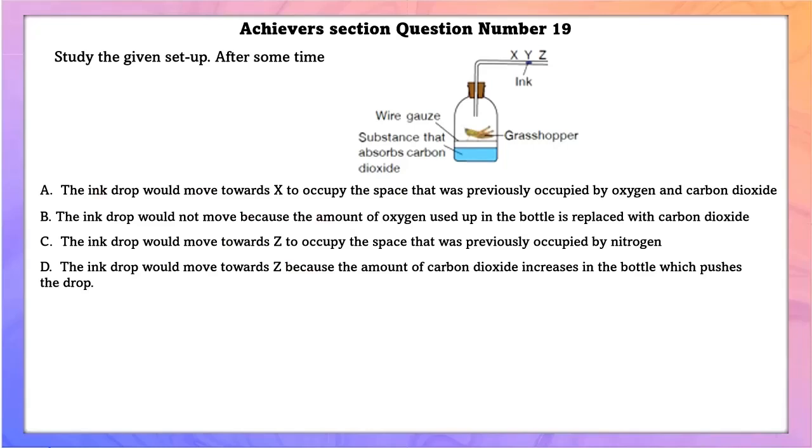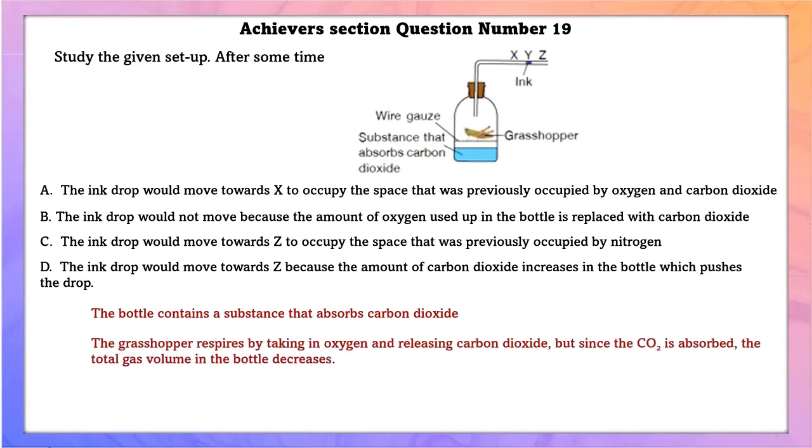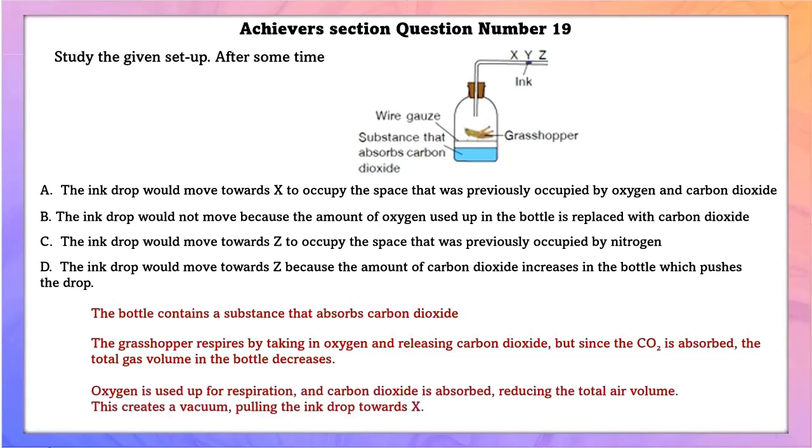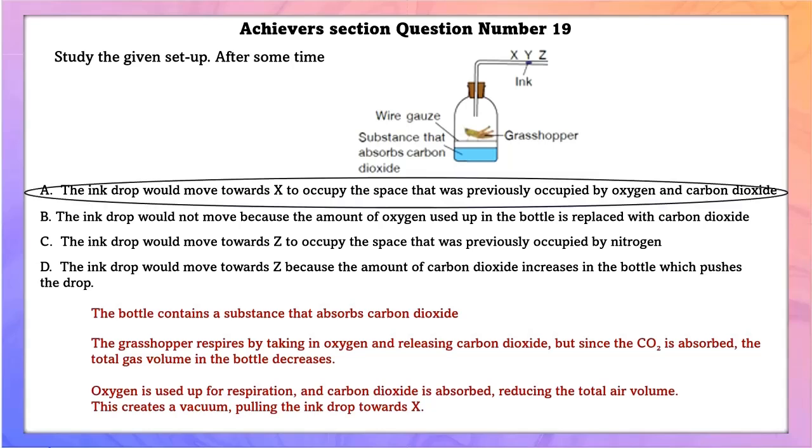Achiever section question number 19. Study the given setup after some time. The bottle contains a substance that absorbs carbon dioxide. The grasshopper respires by taking in oxygen and releasing carbon dioxide. But since the CO2 is absorbed, the total gas volume in the bottle decreases. Oxygen is used up for respiration and carbon dioxide is absorbed, reducing the total air volume. This creates a vacuum, pulling the ink drop towards X. The correct option regarding this explanation would be the A option. The ink drop would move towards X to occupy the space that was previously occupied by oxygen and carbon dioxide.